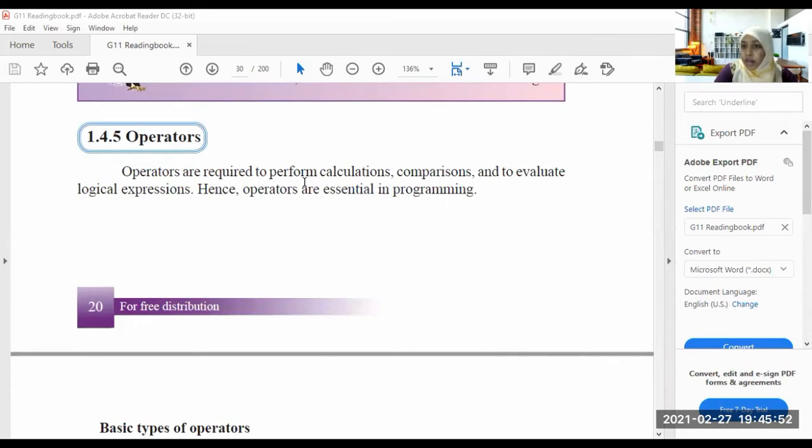When we learned about pseudocodes and flow charts, there we did some logical things, we did some calculations, right? We did some comparisons. So all these things are needed.